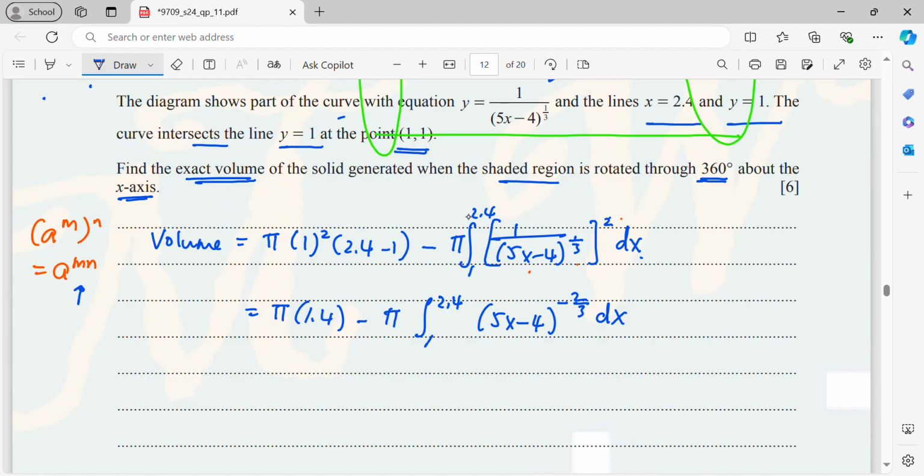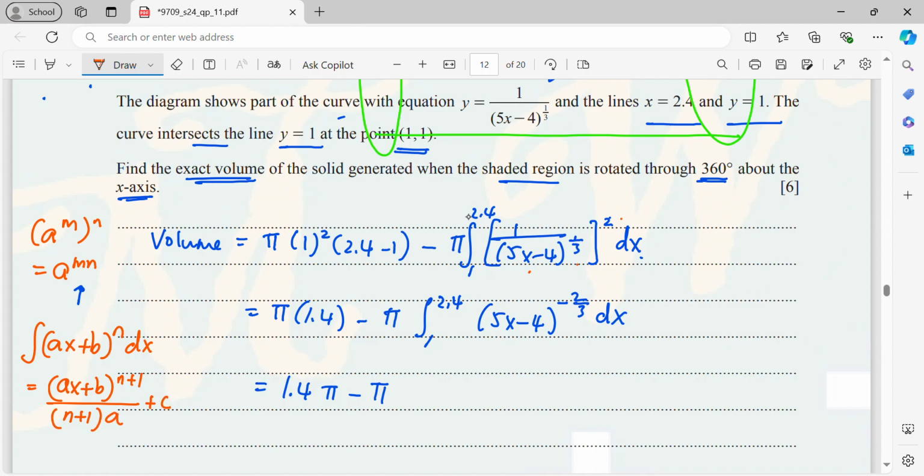And now just integrate. So this is going to be 1.4 pi minus pi. For the integration, integrate (ax plus b) to the power n dx. So need to rewrite this function. The n changes to n plus 1 over n plus 1, and differentiate ax plus b, that is a, plus c. Okay, this is with limits. If without limits, plus c. If with limits, then just ignore the plus c, and provided the n is not minus 1.